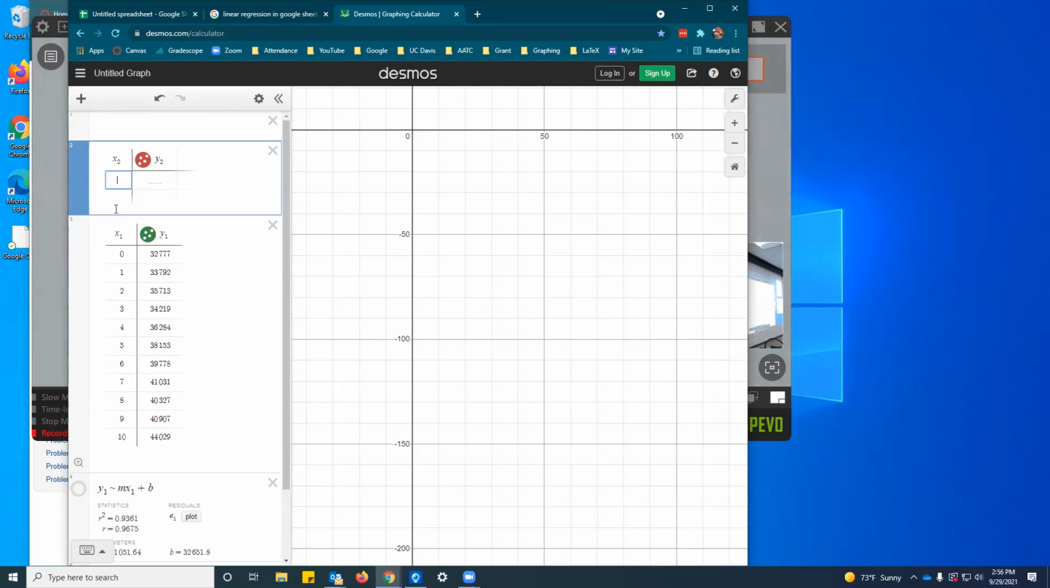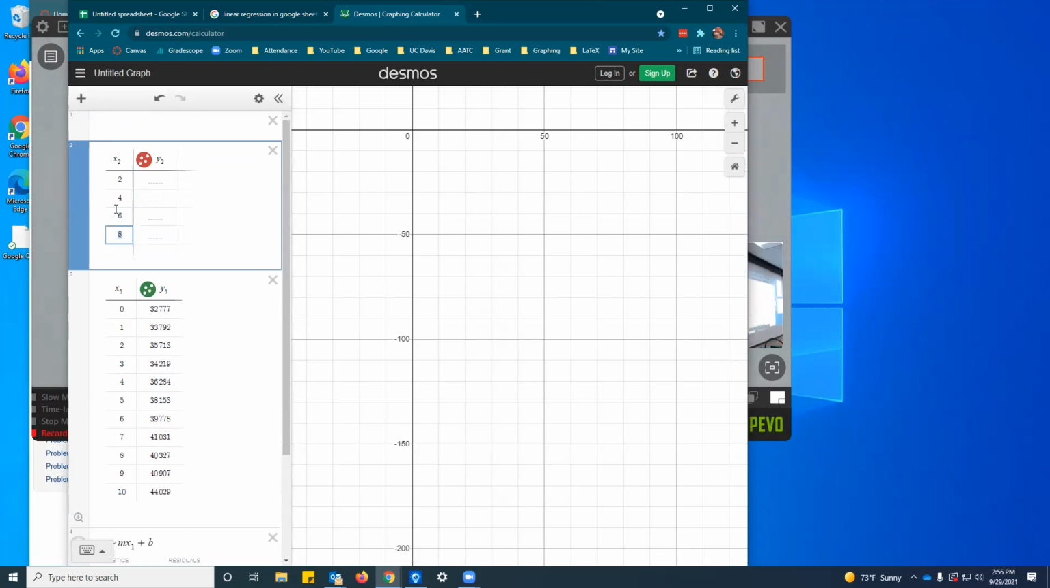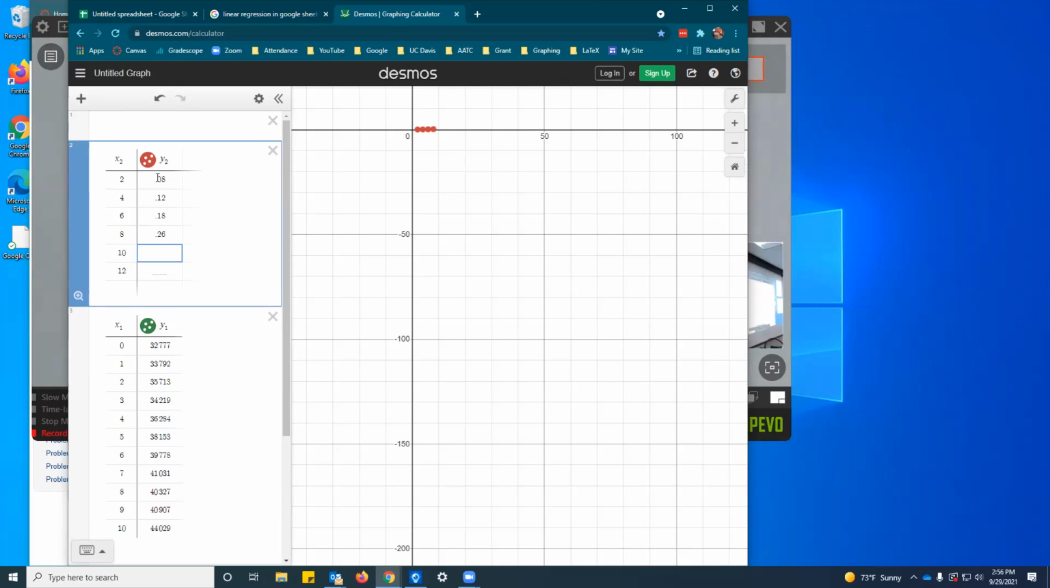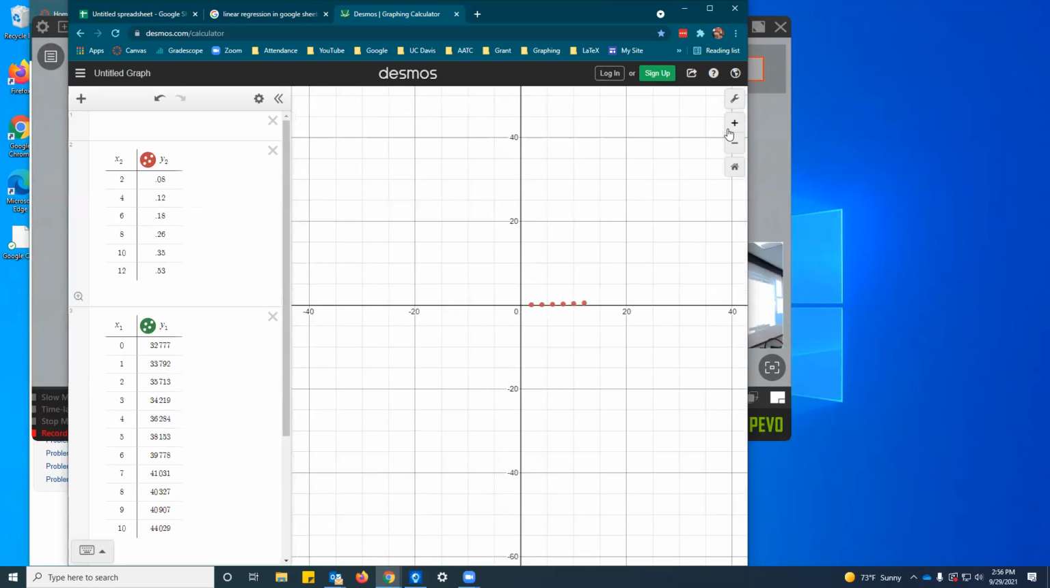So here are my x values: 2, 4, 6, 8, 10, 12. My y values are not quite so nice. They are 0.08, 0.12, 0.18, 0.26, 0.35. Okay, so let's go take a look at these.